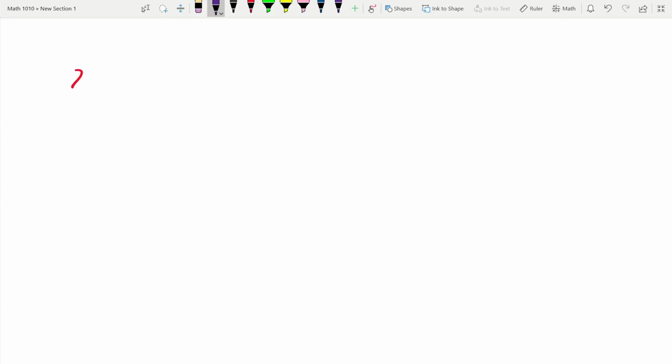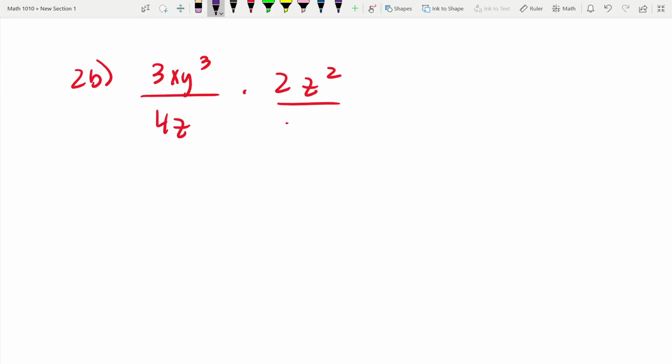Okay, here's question 2B. Okay, so what we're going to do first is we're going to factor. Okay? But nothing factors because they're all just monomials. So there's no factoring. Now I'm going to do restrictions. Set everything equal to 0. So as far as restrictions, 4 is not going to be a 0. Z can't be 0.